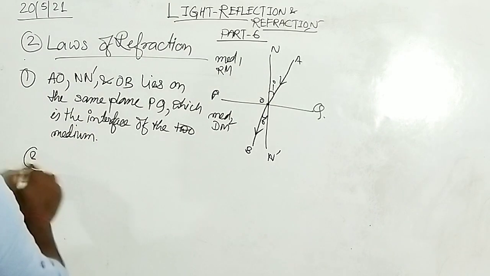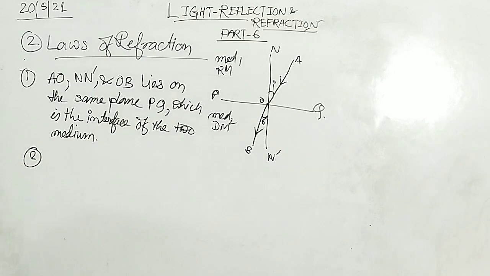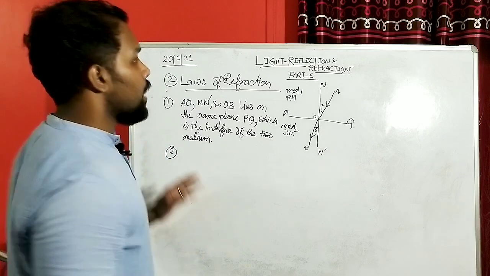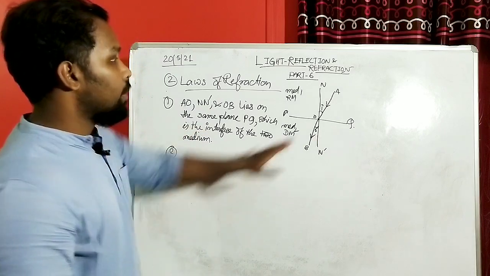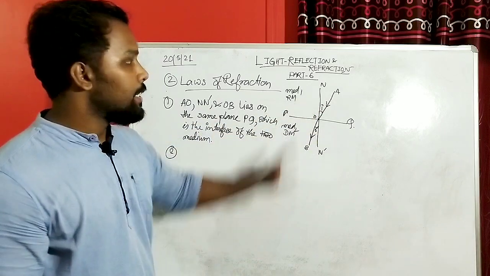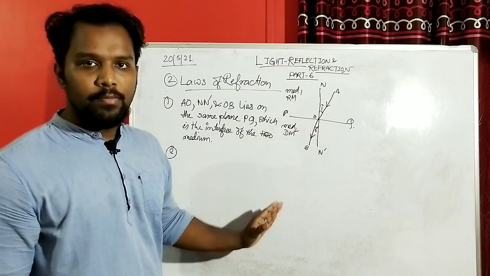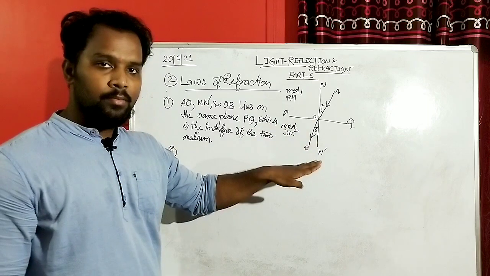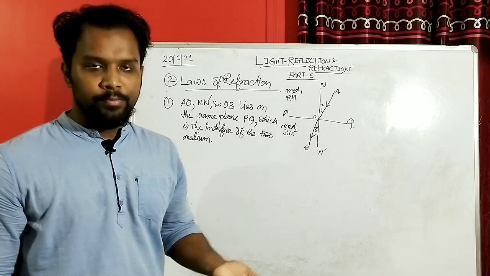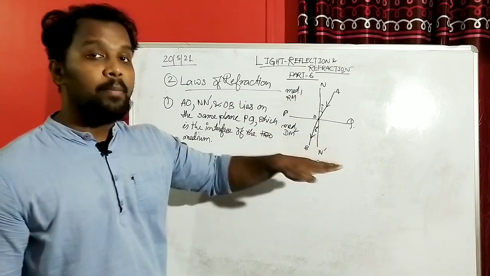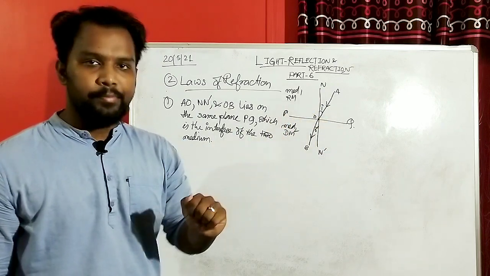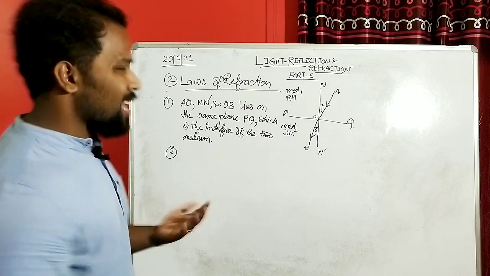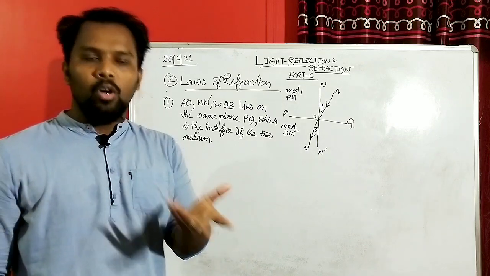Now what is the second law? It gives us a ratio. What that law says is that the ratio of the sine of the angle of incidence to the sine of the angle of refraction is always constant, but for a given pair of media and for a given color, right? So now what is sine? Sine means, I think you have got trigonometry.